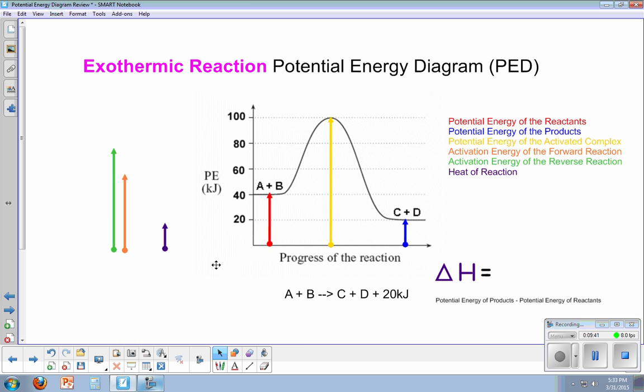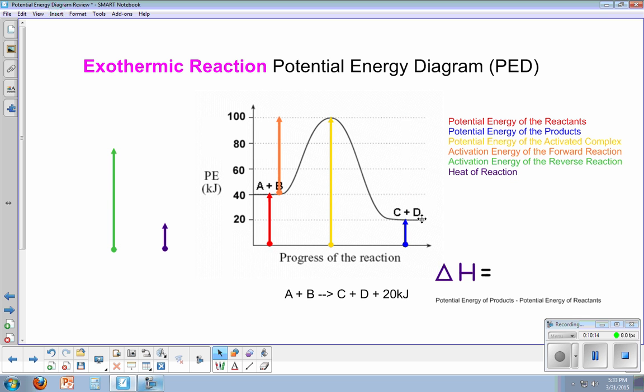Now I want to know, how much energy does the forward reaction need to start? Well, this is where my activated complex is. I need 100 kilojoules for this to occur, but I already have 40 in my reactants. So if my reactants want to form products, they only need to gain 60 more kilojoules, and that's represented by the orange arrow. And again, it could be here, but it's still going from my starting reactants, which is 40, up to the top peak, okay?